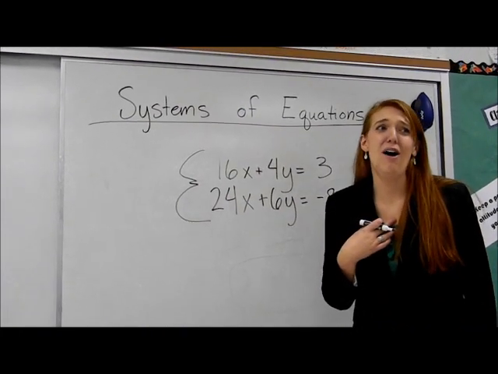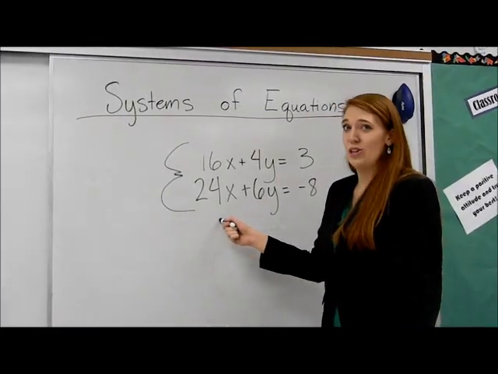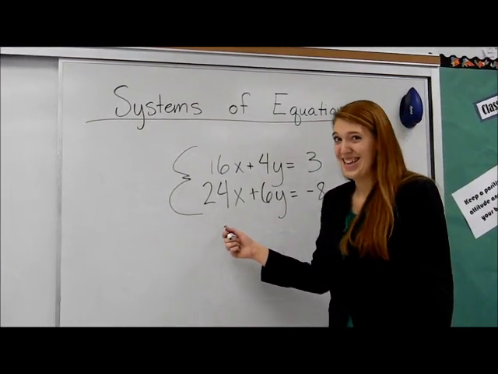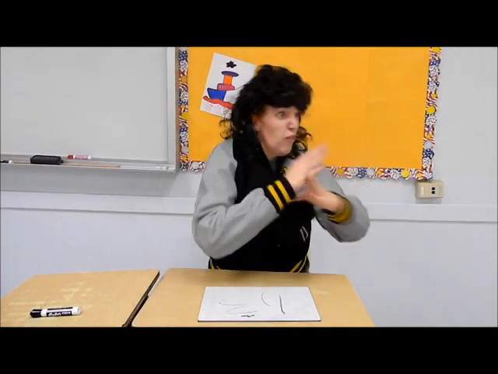I'm just so proud of you all. Excellent, now try this one on your own. What type of system is this? Inconsistent, because they have the same slope, they're parallel, and they never cross.